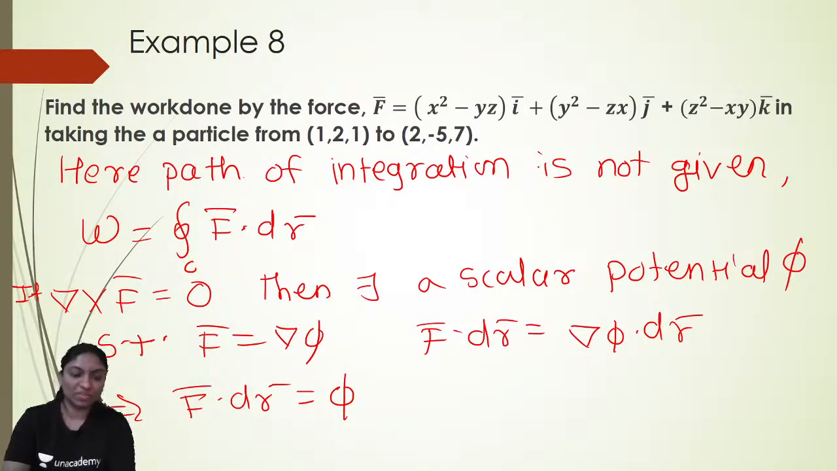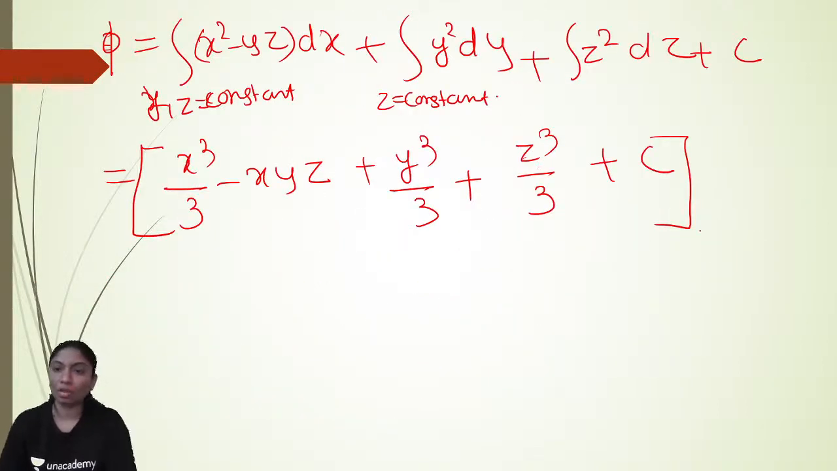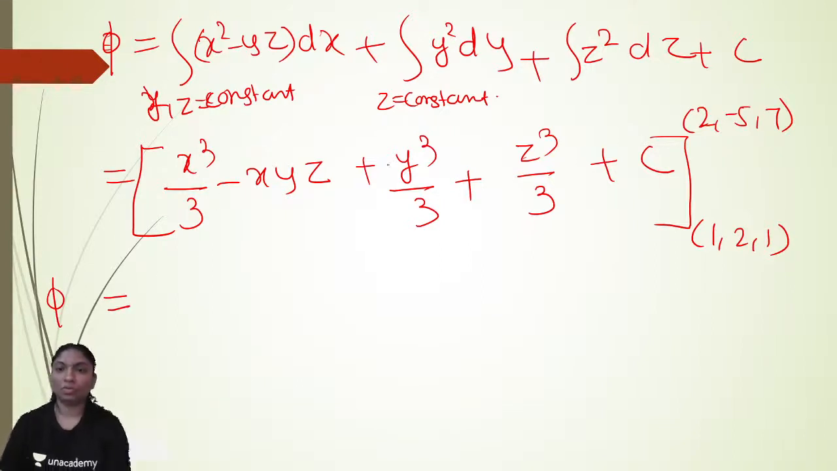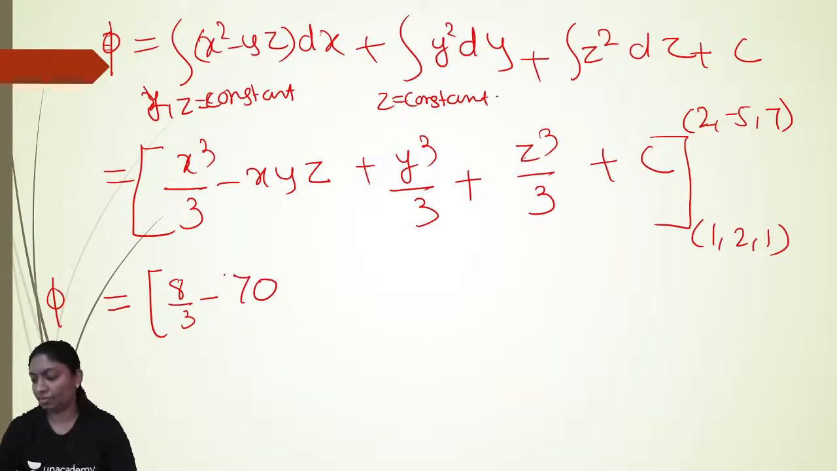1, 2 minus 5, 7, 1, 2 minus 5, 7 is given. Okay. Now next, your phi will be, now put the values. x is equal to 2, 2 cube is 8, 8 by 3 minus x is equal to 2, y minus 5, plus 10 into 7, 70 you will get here. So plus 70.